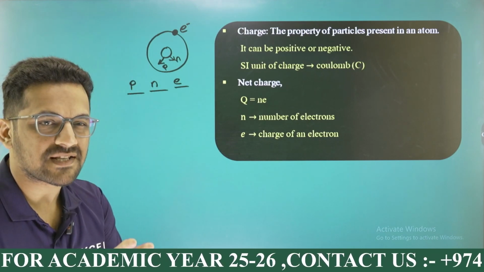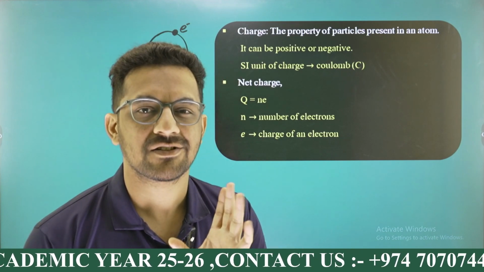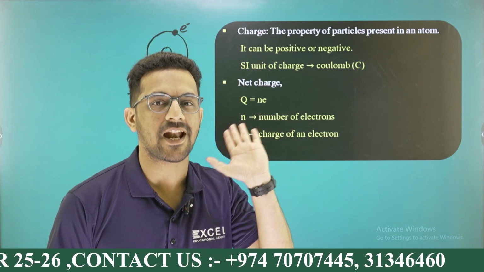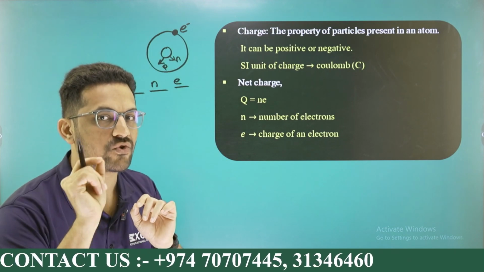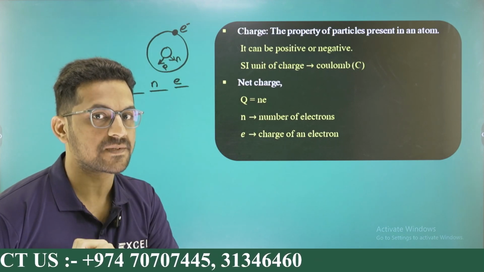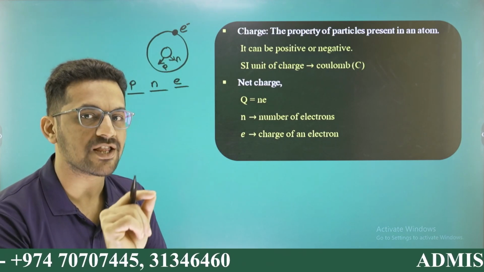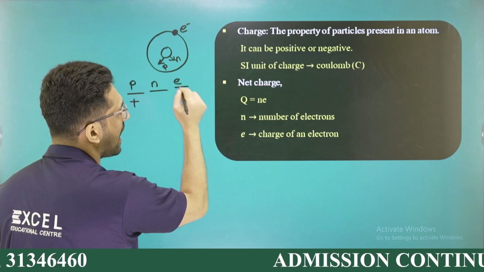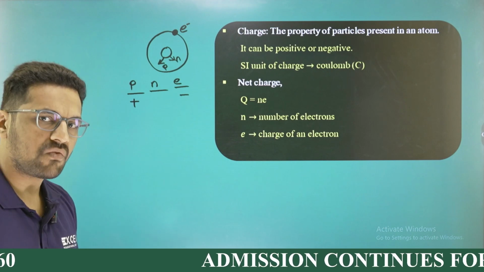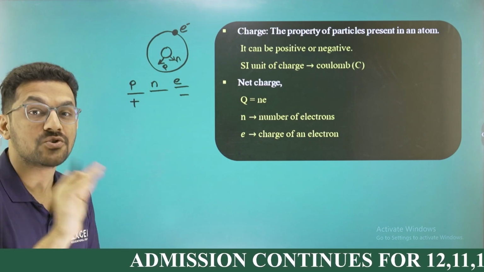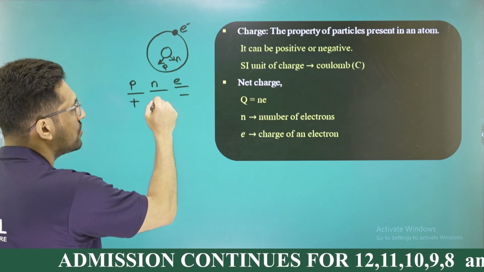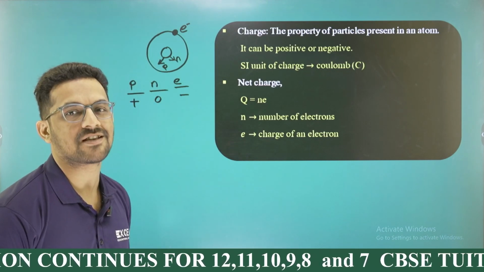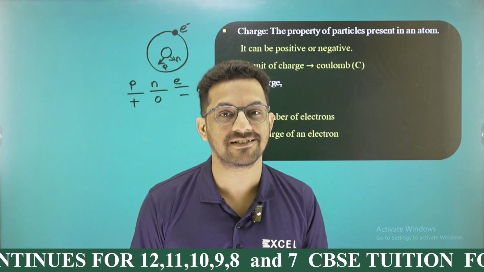Some of these particles have a property called charge. So what is charge? Charge is a property of particles present in an atom. It can be of two types, positive and negative. Proton has a positive charge, electron has a negative charge. Then what is the charge of a neutron? Neutron does not have a charge. You can say neutron is neutral. It is a chargeless particle, right?